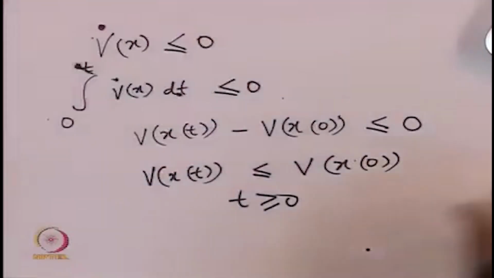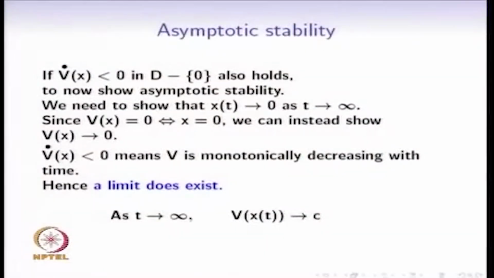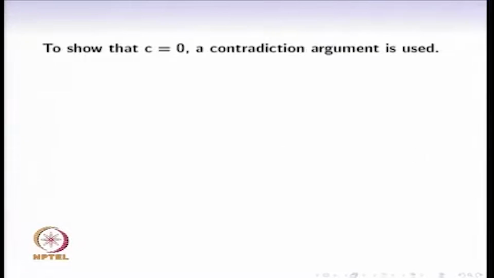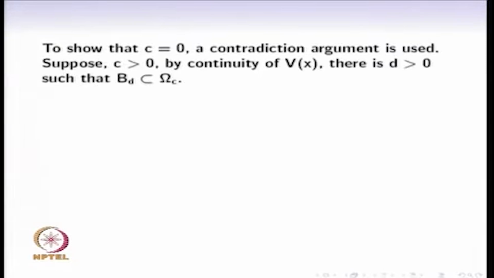So the first thing is, because v is bounded from below and since v is monotonically decreasing, a limit does exist. Suppose this limit is c. As t tends to infinity, v of x of t converges to c, and we also know that c can be non-negative only, it cannot be negative. So to show that c is indeed equal to 0, we will use a contradiction argument. We will assume to the contrary that c is greater than 0, and then we will use continuity of v to prove that this cannot happen.